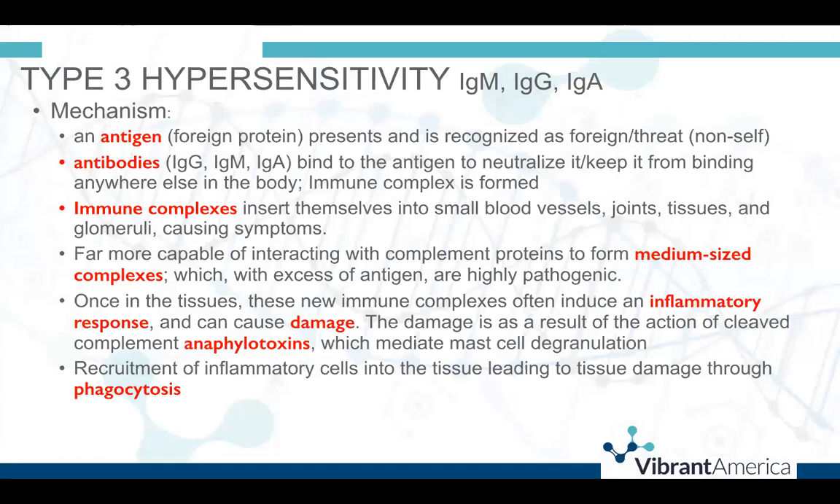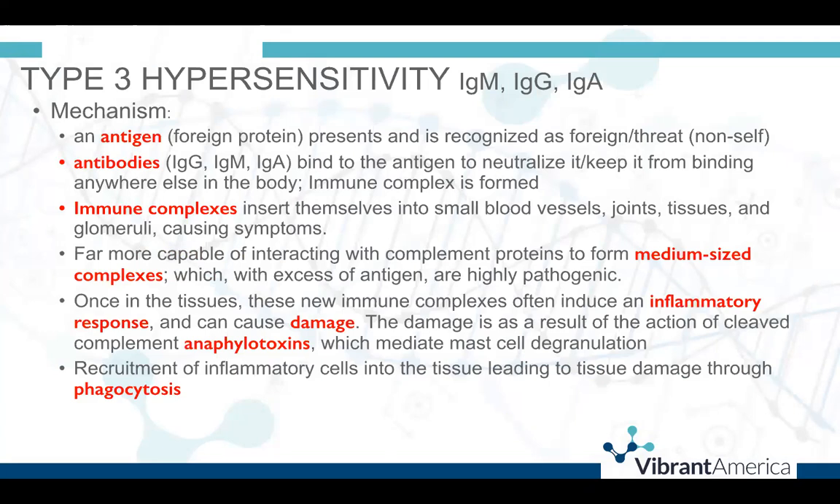So type 3 hypersensitivities, the mechanism is that an antigen, which is simply just a foreign protein, presents and is recognized as foreign or a threat. So it is not self. What that means is that the immune system in the human body recognizes all proteins or proteins on cell walls in all of the cells in the body, including the ones that don't belong to us, right? They might belong to our microbes.